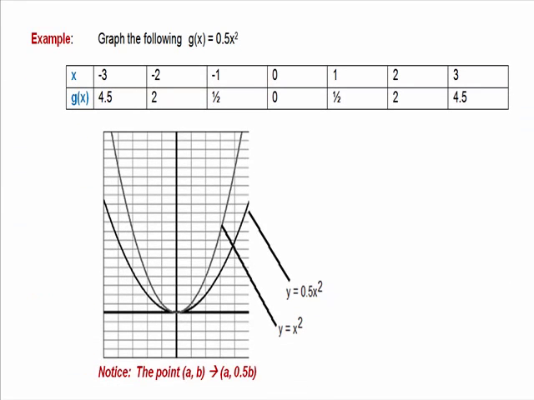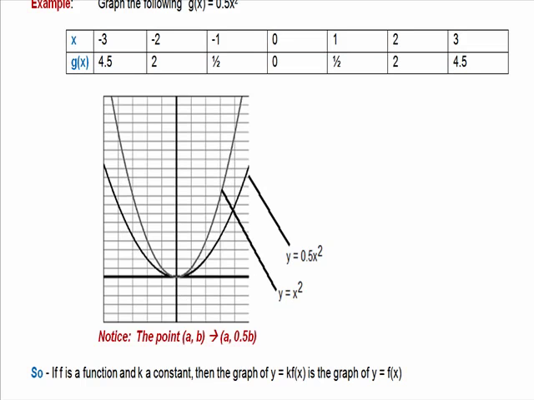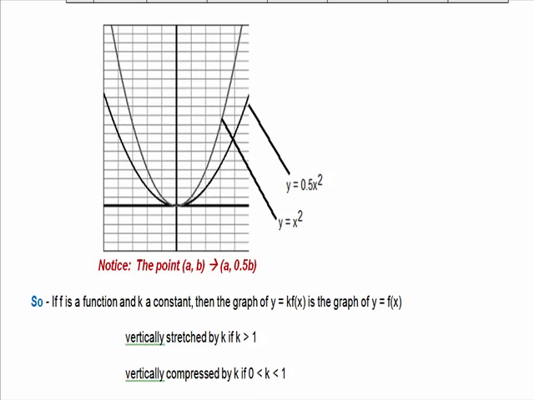Let's take a look at the compression situation. Now I'd like to graph g(x) is 0.5x squared. Again, I graphed both of them and made the table, and I noticed the same type of thing. All of my x's I could keep the same. It's an outside change, and it took each of the y's and cut them in half. So the graph is closer to the x-axis than the original x squared graph was. The point (a, b) keeps the x value the same, but multiplies the y value by 0.5.